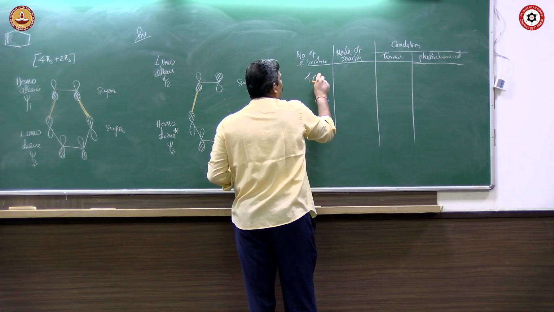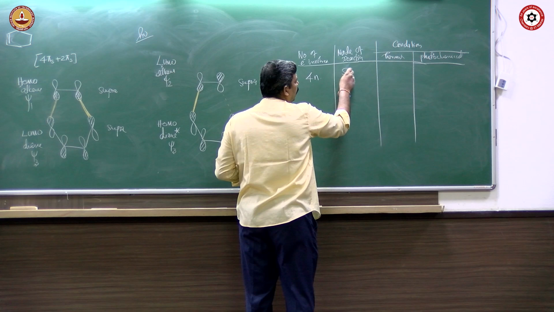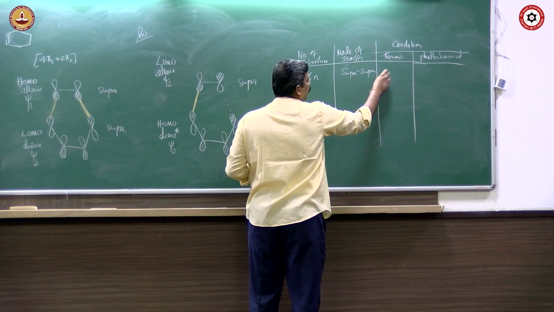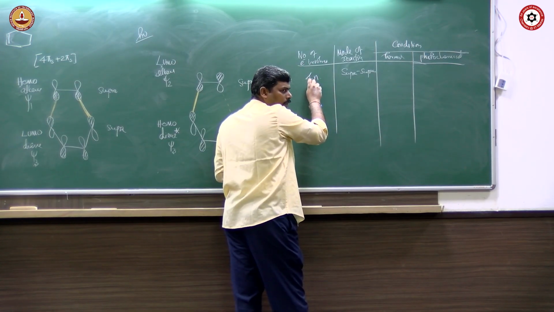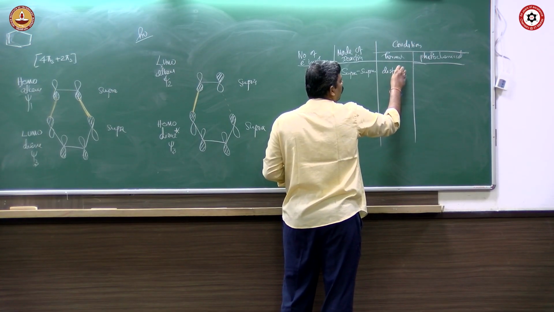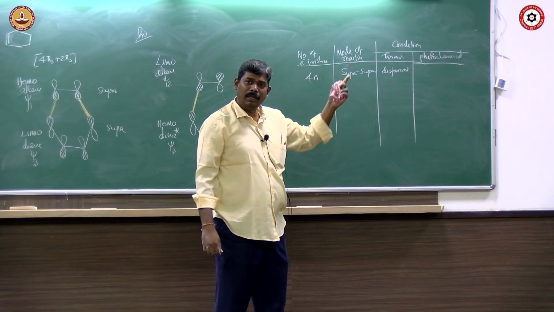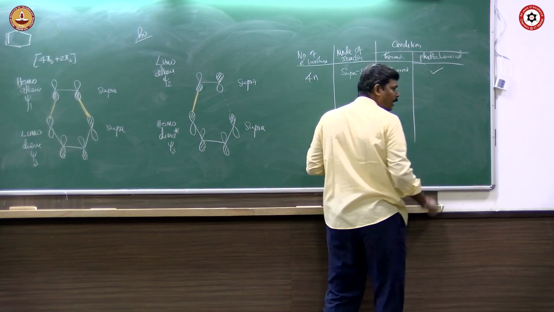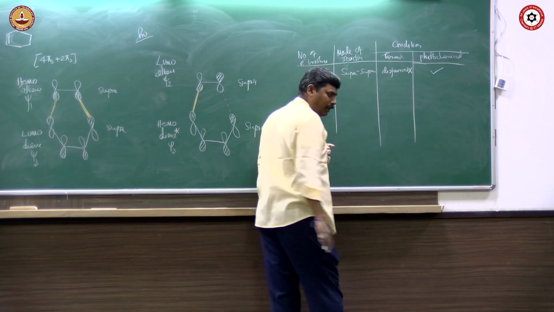Okay, so let's take 4N. In a 4N, if it is suprafacial, thermally it is not allowed, or disfavored you can put. Photochemically it is favored. So I will now write a tick mark rather than writing the whole thing. Here I will cross this and here I will put a tick.